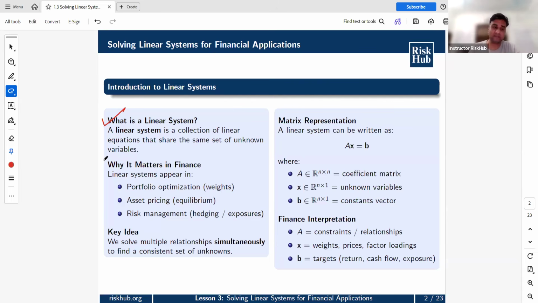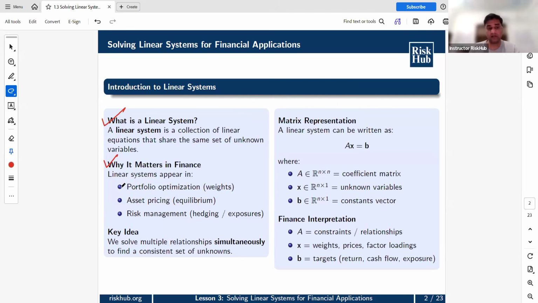Why does it matter in finance? This part is extremely important. When you look at portfolio optimization, suppose you have, let's say, 500 stocks. The question is how much money should go into each stock. Those weights become your unknown variables. Now, there are also constraints, because the sum of weights has to equal 100%, target return has to be achieved, sector exposure has to be limited, beta neutral, volatility minimized. This creates a giant system of equations, and that becomes linear algebra.